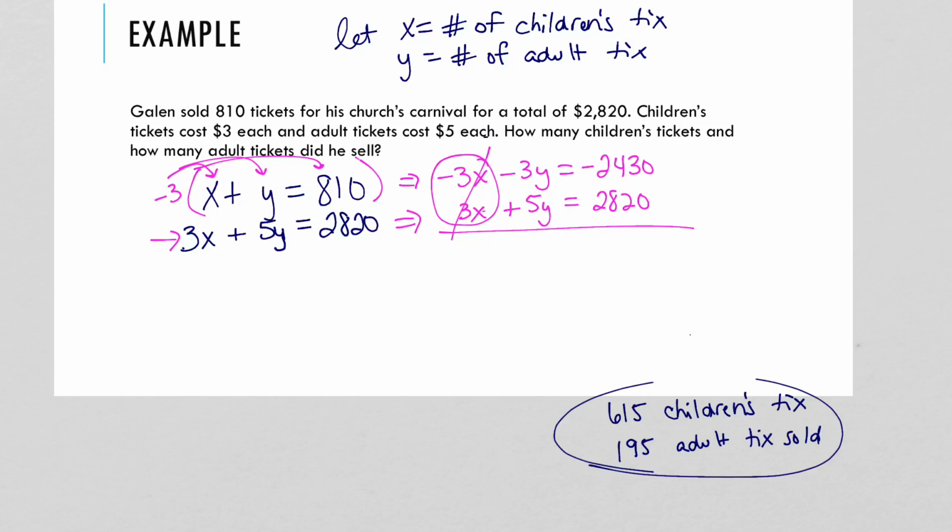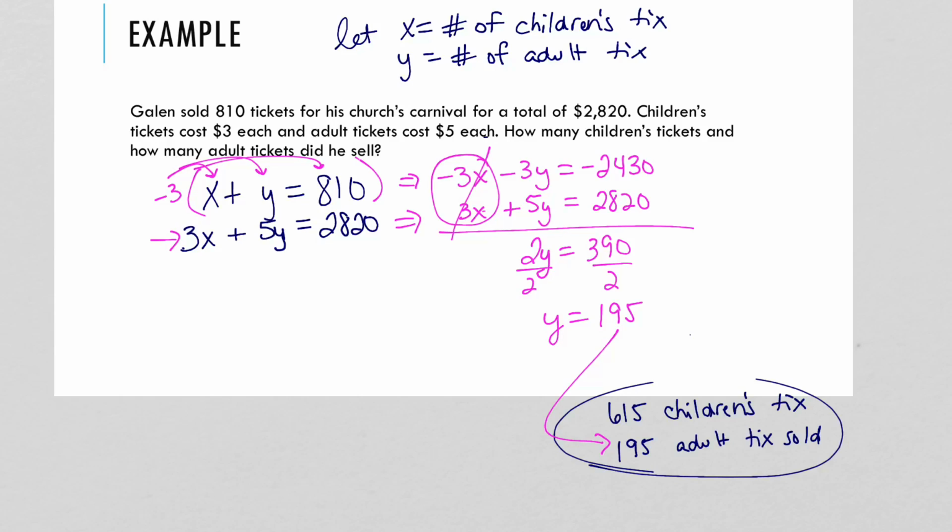And now -3y plus 5y is a positive 2y. And whenever I add -2430 plus 2820, I get a positive 390. Divide by 2. And I get that y is equal to 195. Look at that. It's the same number as right there.